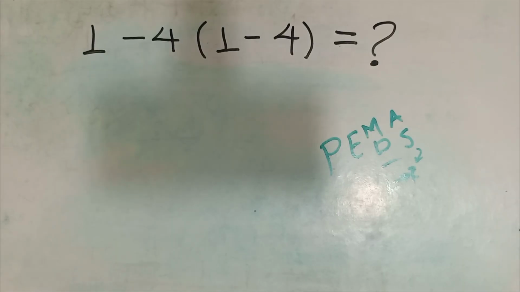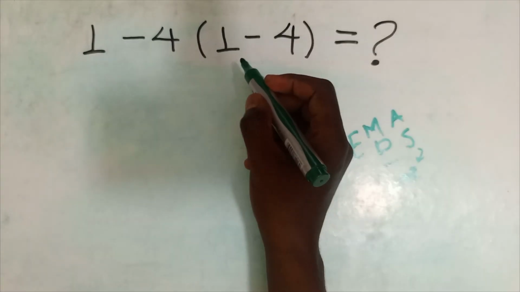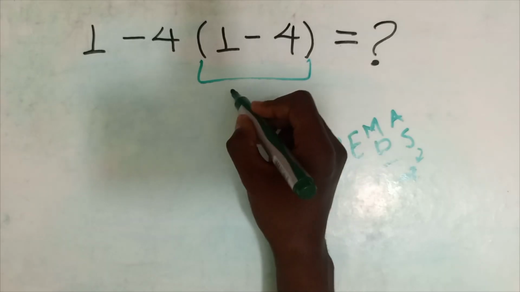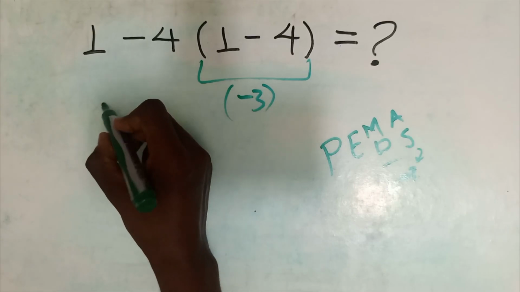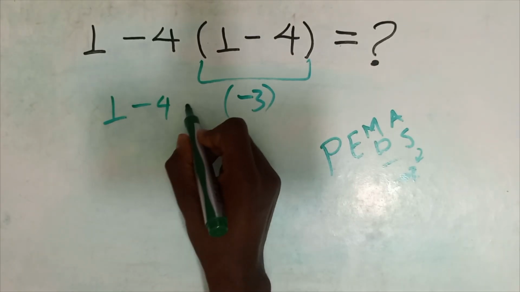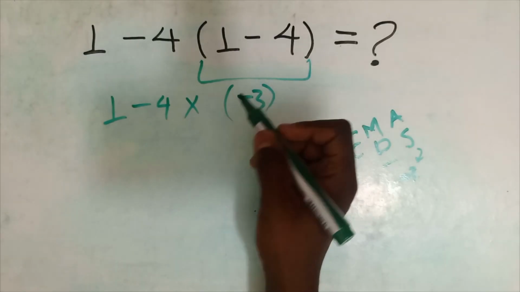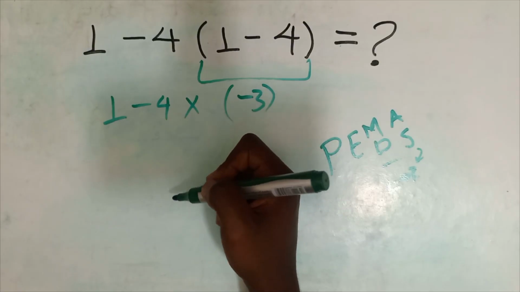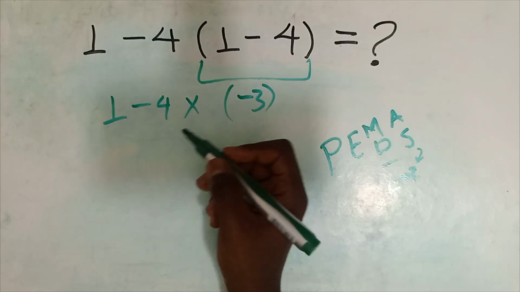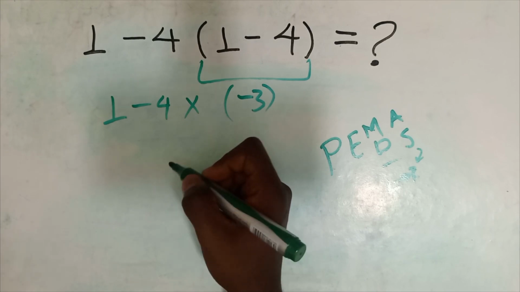So inside this parenthesis, we have 1 minus 4, which gives us negative 3. So 1 minus 4 then times negative 3. We have one subtraction and one multiplication. In this step, first we have to do this multiplication because in PEMDAS, multiplication comes before subtraction.